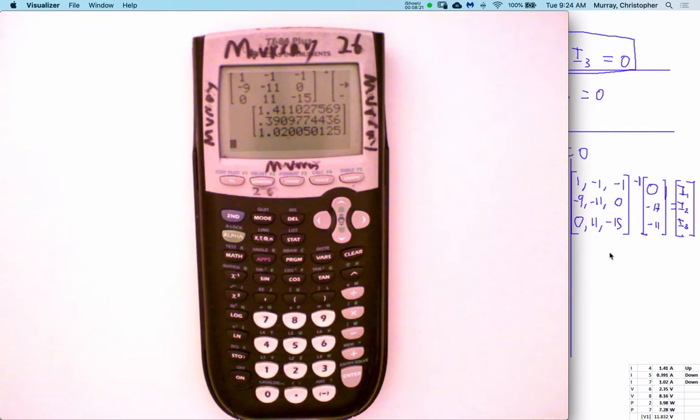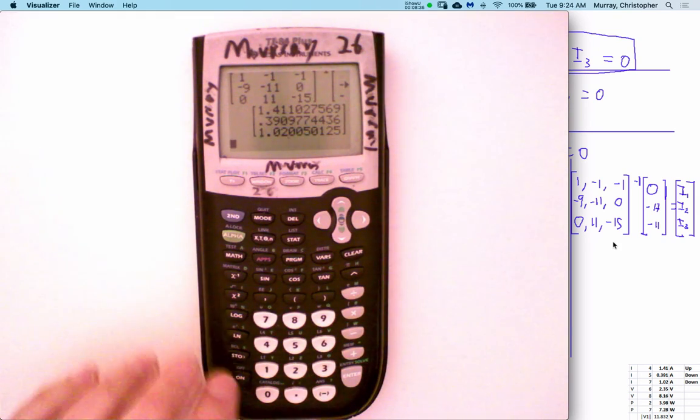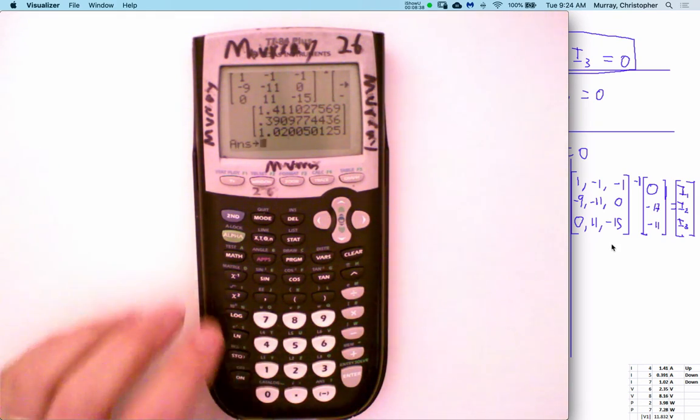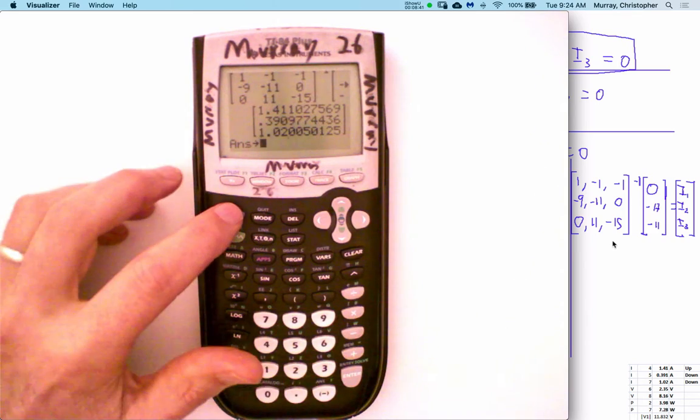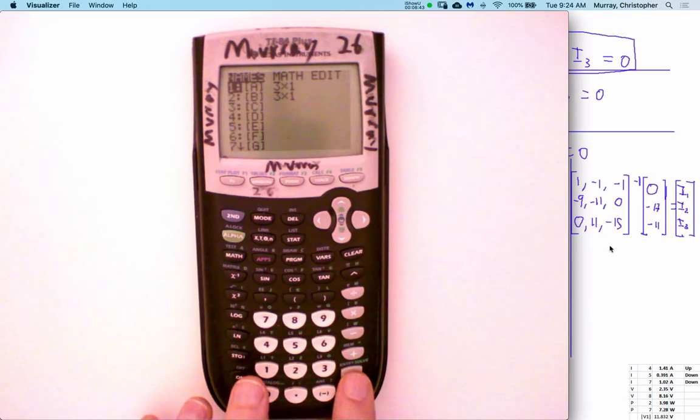And I get those numbers. Okay, and we guessed, by the way, the fact that they're all positive means that we guessed correctly. So let's take a look at this guy here. I'm going to store this guy, so hit storage. And then we need to store it in a matrix. So we're going to go second matrix. Let's store it in A just for kicks.